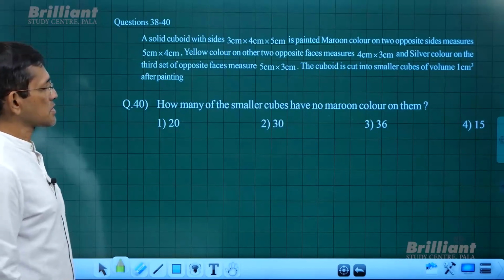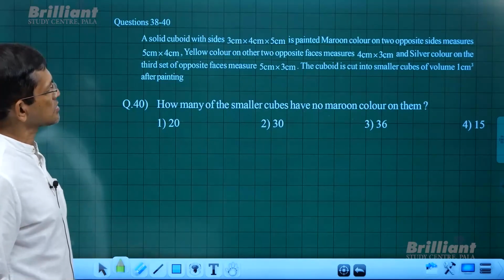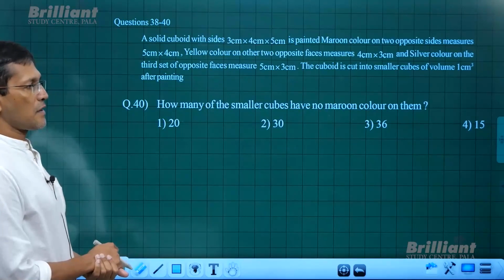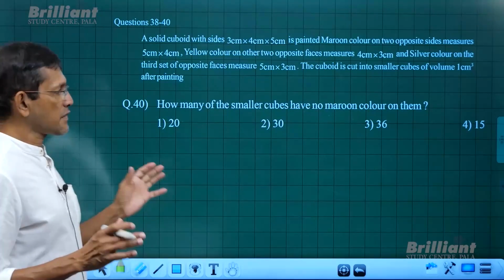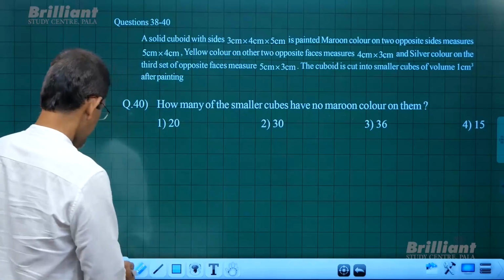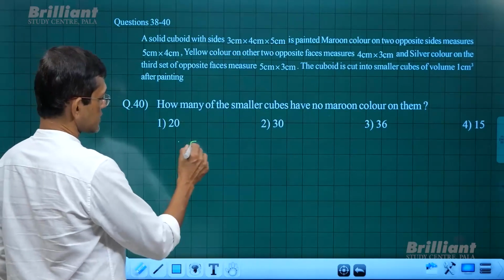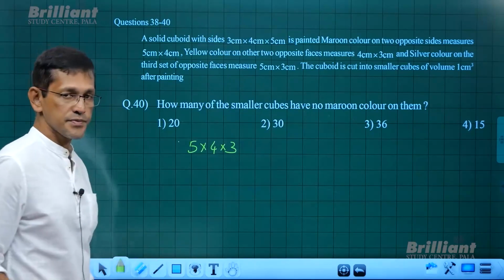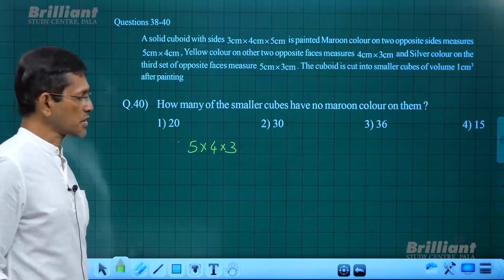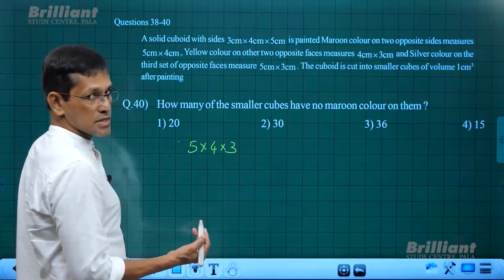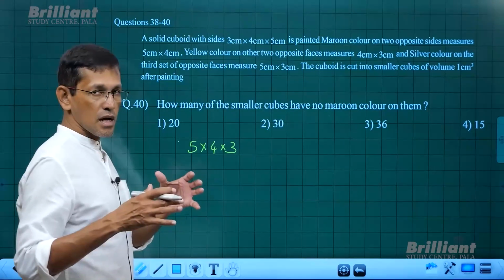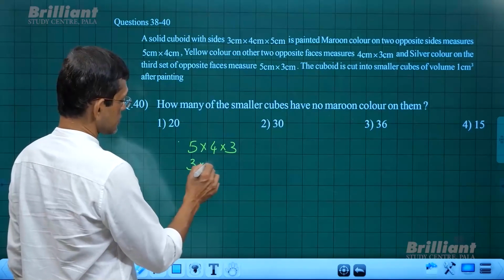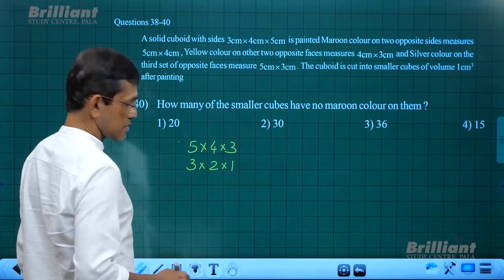Next one, how many of the smaller cubes have no maroon color on them? How many of them have no maroon color on them? So that means we have to take the inner cube. So what is the size of this cube? It is 5 into 4 into 3. Actually, it is not a cube, it's a cuboid. And what is the inner size? Inner cubes without color, without paint, would be 3 into 2 into 1.